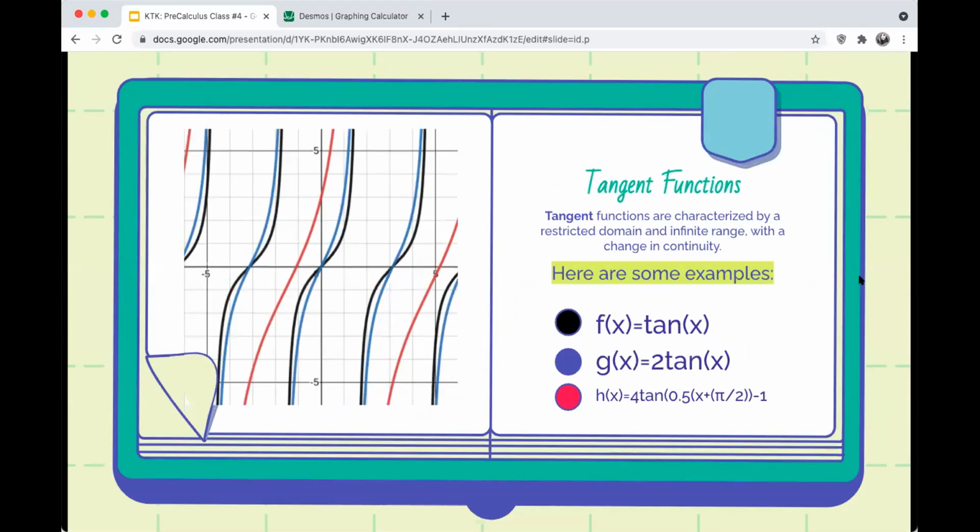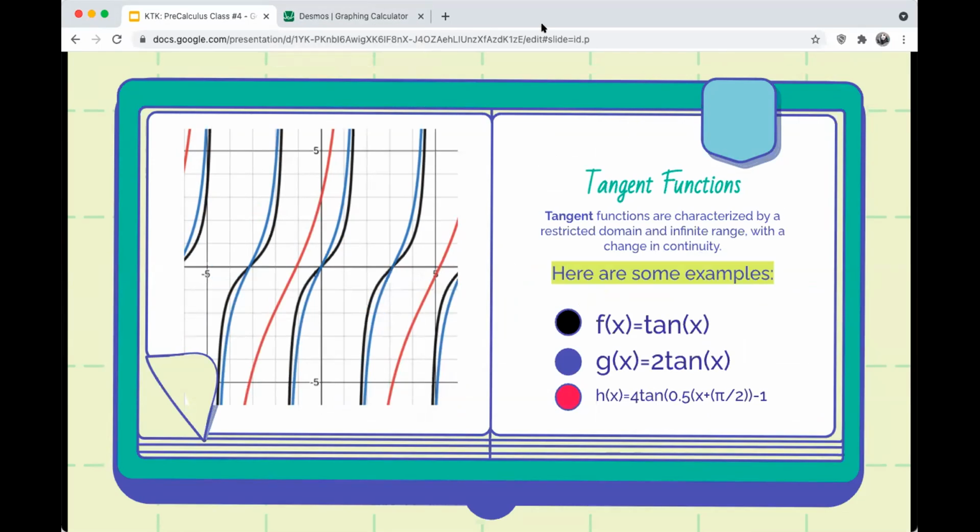And then we take a look at tangent functions. So tangent functions are a little bit different. They're characterized by a restricted domain and an infinite range, with that change in continuity that you see. In the parent function, it goes right through 0, 0, right through the origin. So it's the same thing with this.